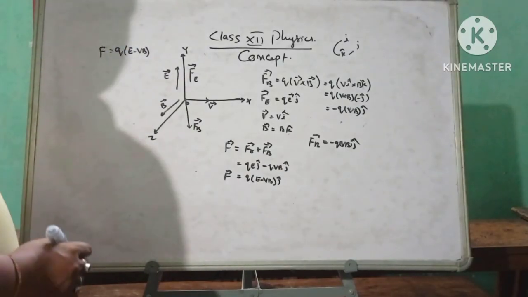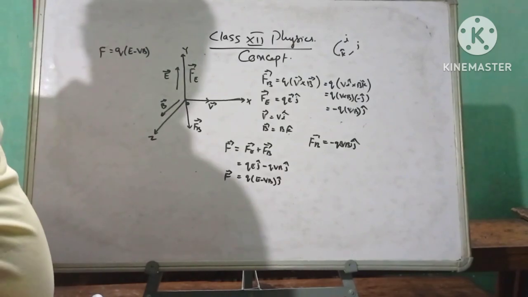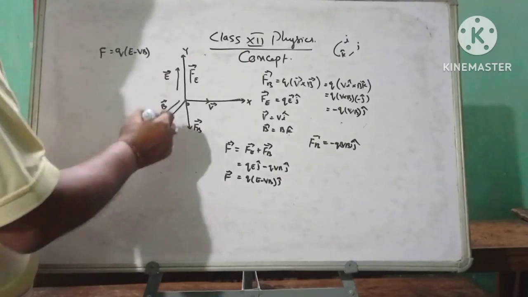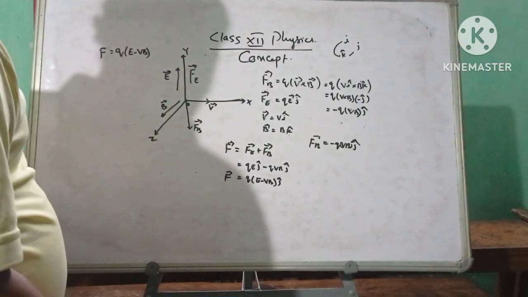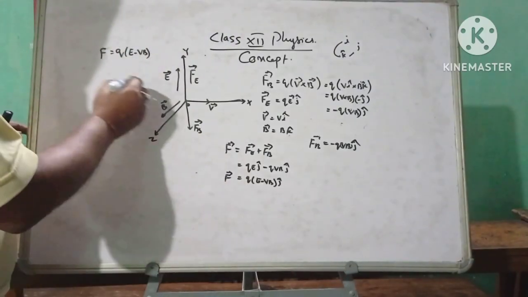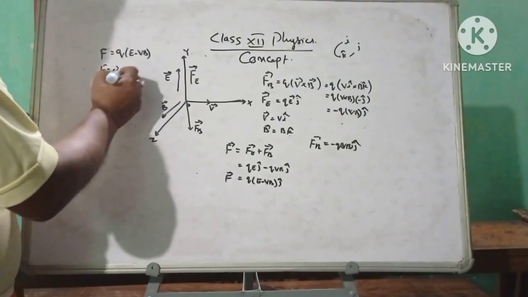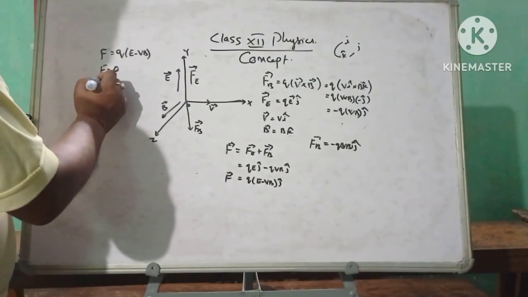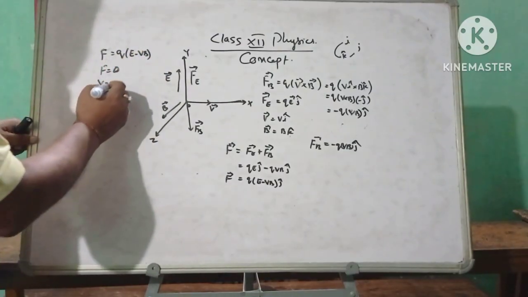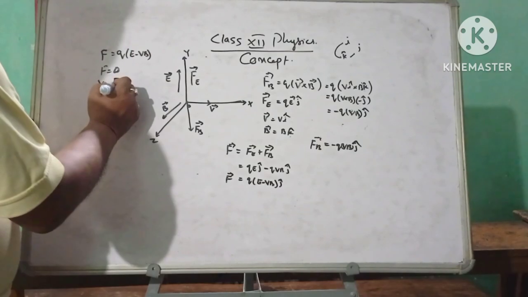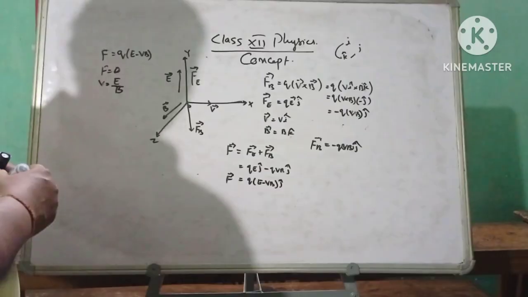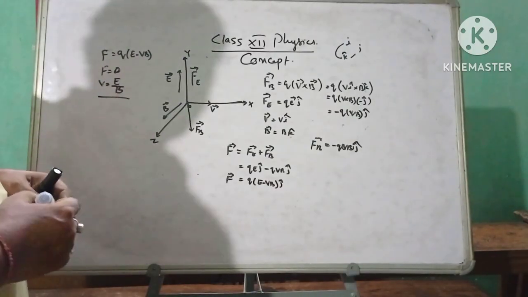Now here, if your electric force and magnetic force are equal, then F will be equal to 0. When F is 0, that means E minus VB equals 0, so V will be equal to E by B. So the most important point here is that V is equal to E by B.